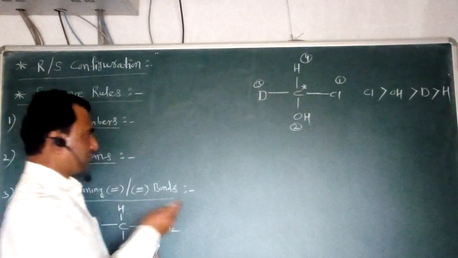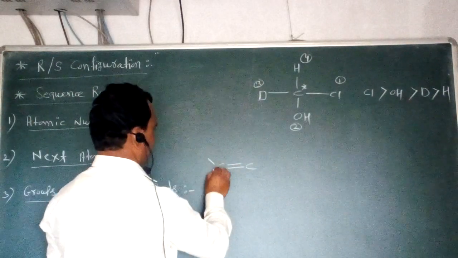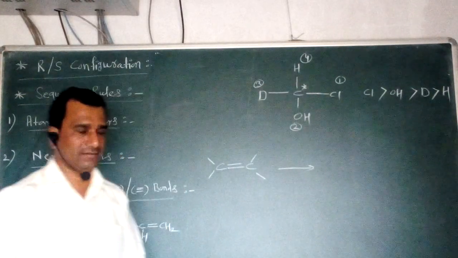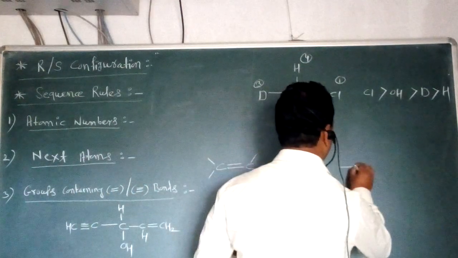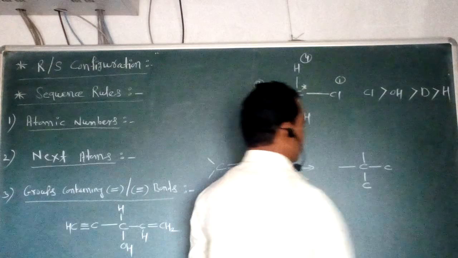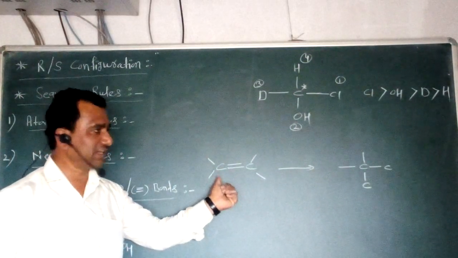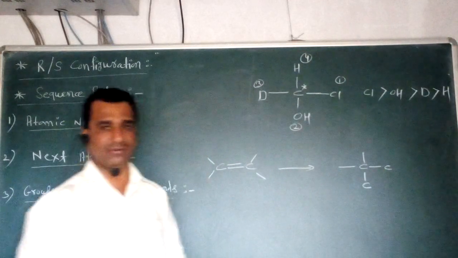Suppose a group like C double bond C is present, then what happens? This C double bond C is equivalent to carbon, single bond carbon, single bond carbon. It means that one C double bond C carbon is equivalent to two carbon atoms.